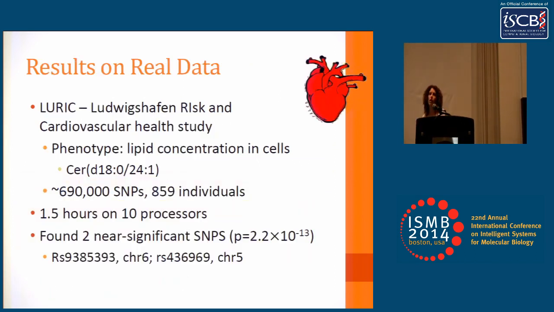In terms of real data, we applied our algorithm to data from the Lurie cardiovascular health study. The phenotype was lipid concentration in cells, and our algorithm ran for 1.5 hours on 10 processors and found 2 near significant SNPs on chromosome 6 and on chromosome 5.